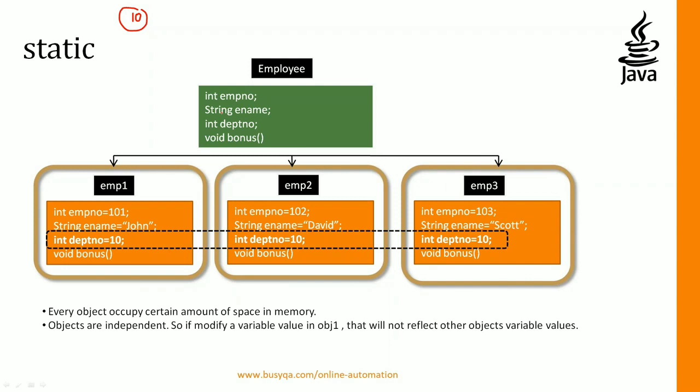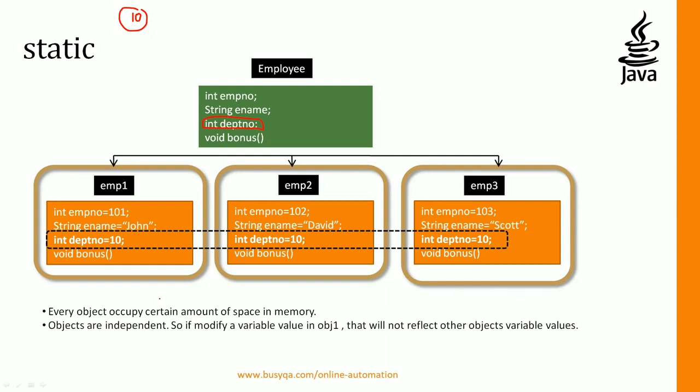But here the problem is, suppose any variable, let's say department number, is the same for every object. When I assign the values like this, in emp1 I have assigned department number 10, emp2 also I have assigned department number 10, and emp3 also I have assigned department number 10. Suppose I create 100 objects like this, in 100 places I need to assign this value. If I follow this approach, there are two problems. The other variables are fine because their values are different: this is 101, this is 102, this is 103, and the name is also different and the bonus is different. But when the value is the same for that particular variable in every object, then there is a problem.